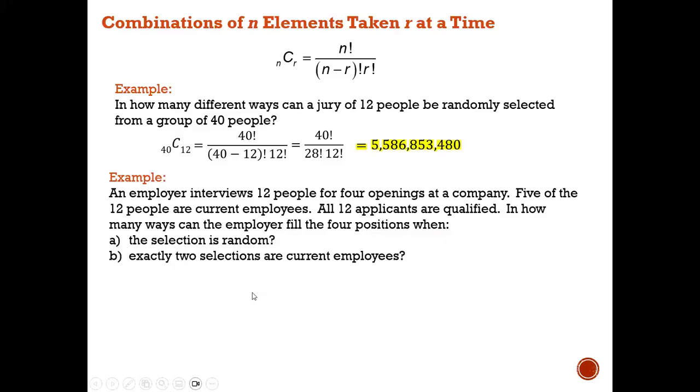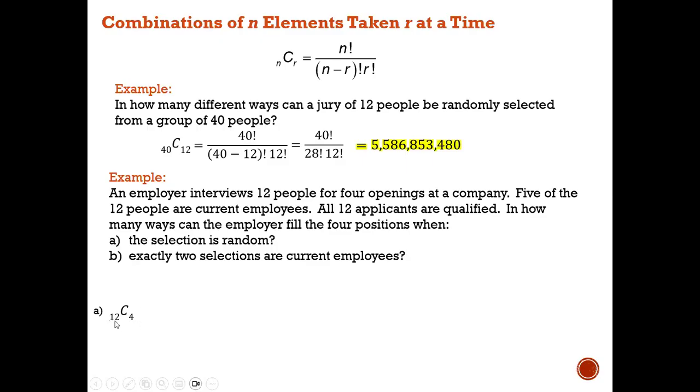Okay, so let's do this one. An employer interviews 12 people for 4 openings at a company. 5 of the 12 people are already current employees. All 12 of these applicants are qualified. In how many ways can the employer fill the 4 positions when A, the selection is random, and B, you want exactly 2 selections that are current employees? Let's focus on A first. The selection is random, so it doesn't matter if they're current employees or not. So from the pool of 12 people, I want 4. And that's why it is 12 combination 4.